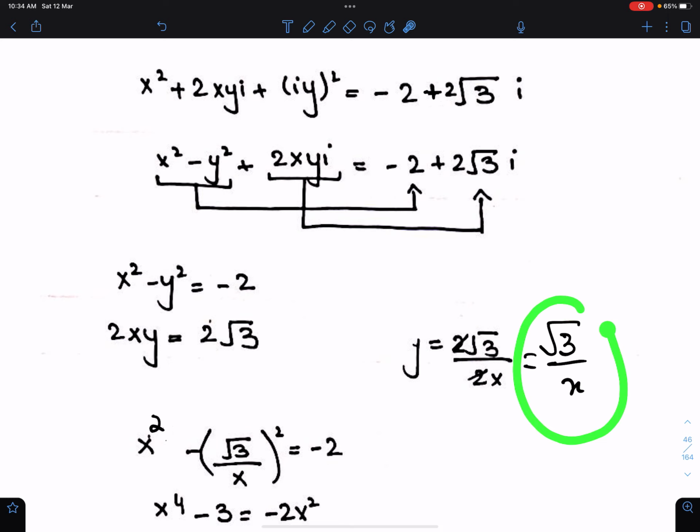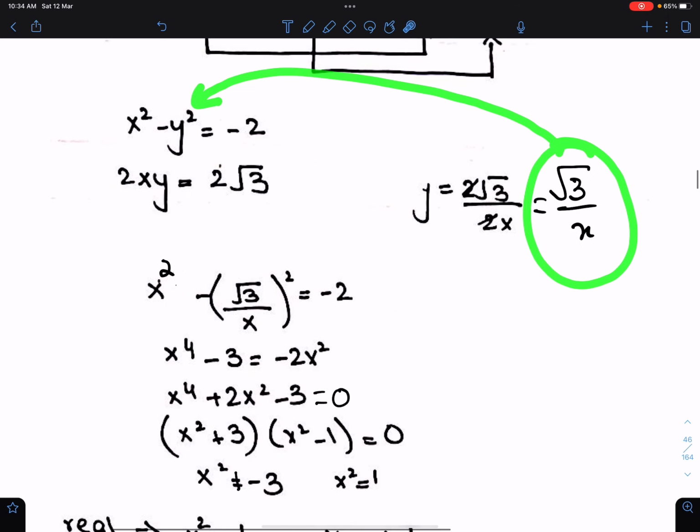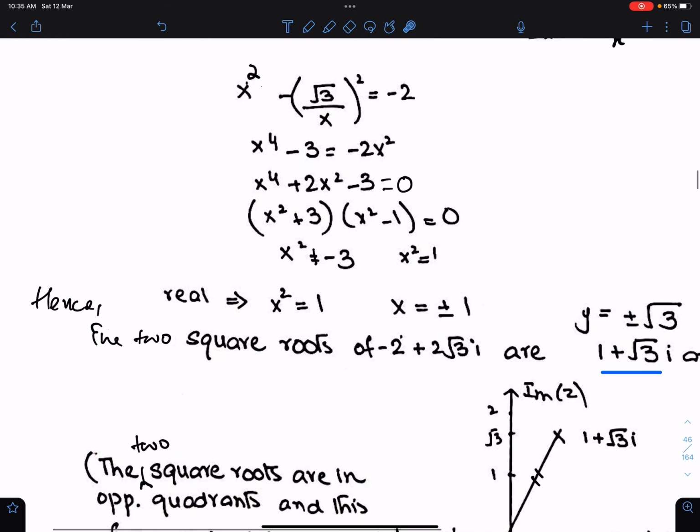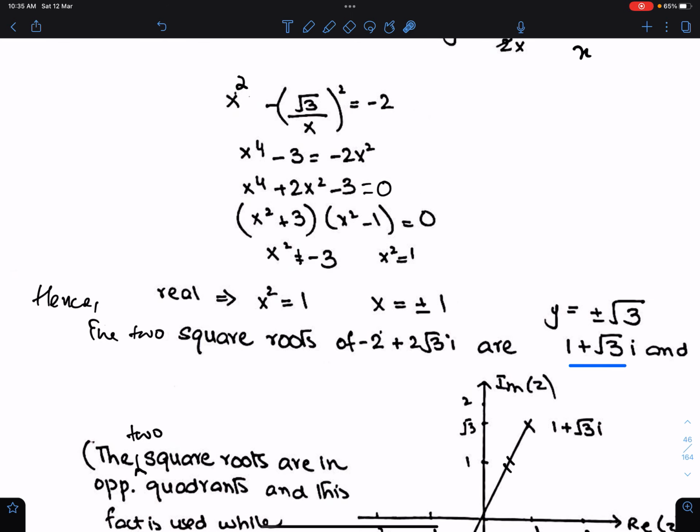So by substituting this value of y into this equation, we have this equation. Now we just need to solve this equation for the values of x. When we simplify this, we'll get -3 upon x square. And by taking LCM, we have this equation. By breaking the middle term, we have two factors, x square plus 3 and x square minus 1. Since x is real, we have to ignore this value of x. And from this equation, we will find two values of x, and those values of x are plus minus 1.